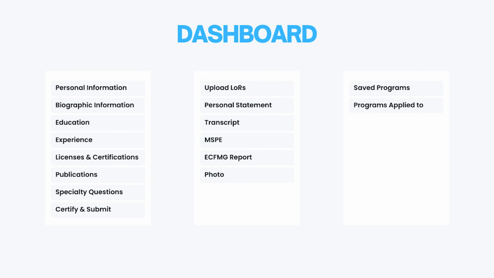And going back to the dashboard of your ERAS, in this video we covered this section here: personal information, biographic information, education, experiences, licenses, publications, and specialty questions. In my second video, we will talk about how to upload your letters of recommendation, your personal statement, the transcript, the MSPE, the SFMG report, your photo, and how to apply to programs, including the very important discussion about program signaling. I will show you how to signal the programs, in addition to how many signals you have and what strategy you should use when picking these very valuable limited signals. You can watch this video by clicking on the video thumbnail that will show up toward the end of this video on the screen.